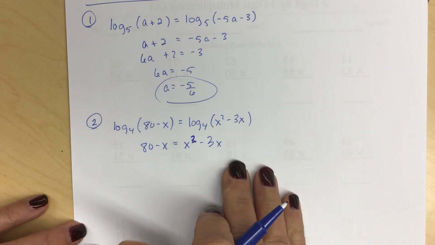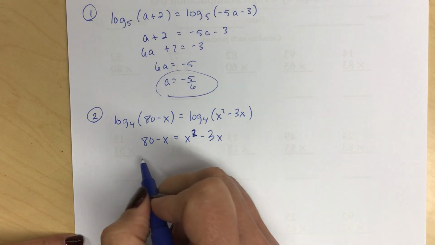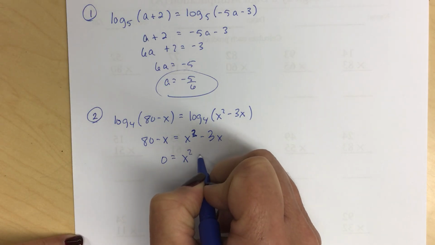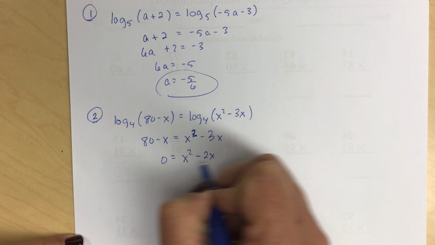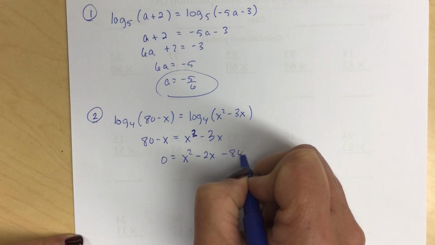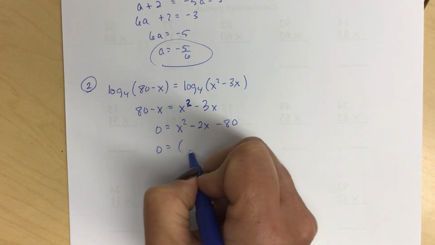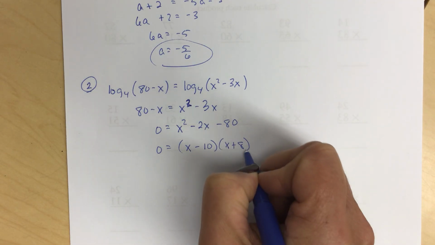So this is a quadratic, so it's the same idea, but it's just harder to solve when you get to this point. I would set this equal to 0 and factor, so you have x squared. Then I would add the x to both sides, so negative 2x, and move the 80 over, minus 80. I would factor this because it's just x minus 10 and x plus 8.